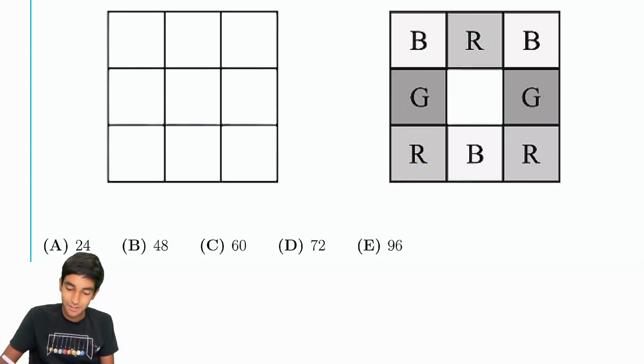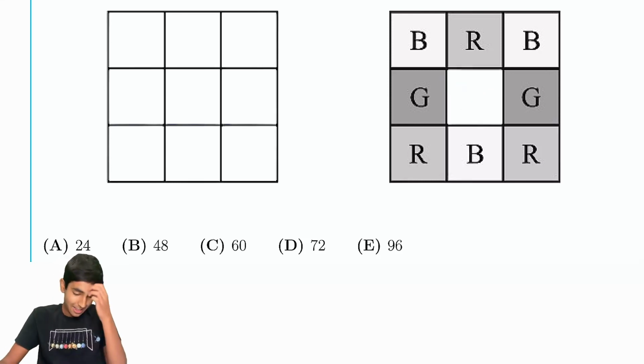It's kind of funny how they just had B, R, B, G, and then over here they just put a white square rather than writing W. That's a little bit funny.